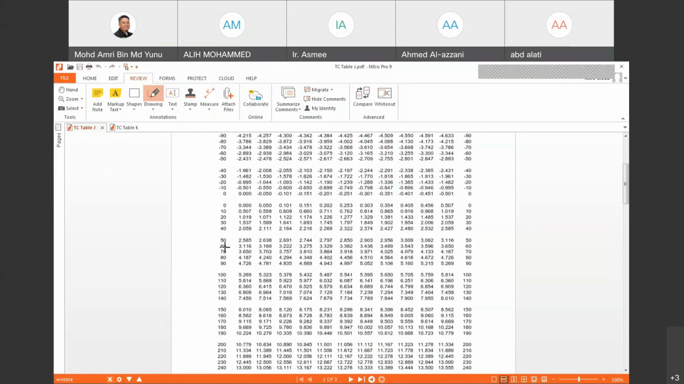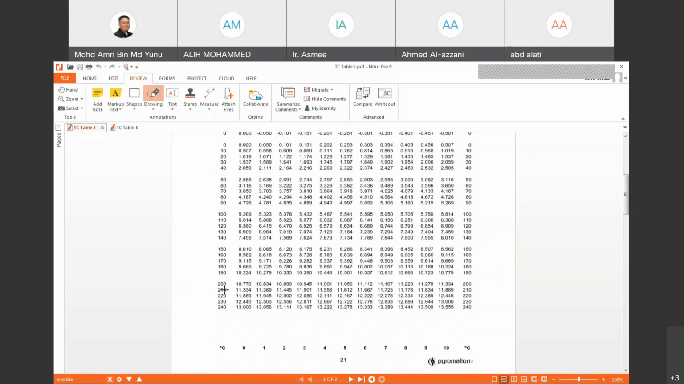Okay, we find 200. Now we see that 210 degrees Celsius here. So we go left.